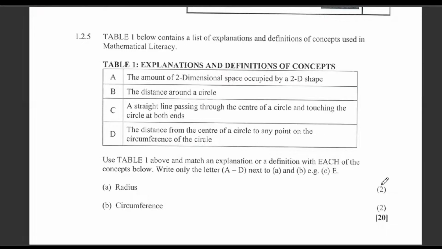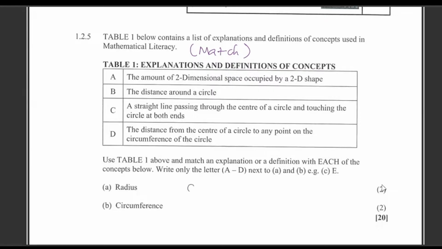1.2.5. Table 1 below contains a list of explanations and definitions of concepts used in mathematical literacy. So see, the moment you hear this, you just know that we need to match here. We shall have to match the correct answers. Anyway, we are looking at the table here. Use table 1 above and match an explanation or definition with each of the concepts below. Write only the letter A to D next to the question. So our A, we are looking for radius. B, we are looking for circumference. Now, the distance around the circle, that's the circumference.